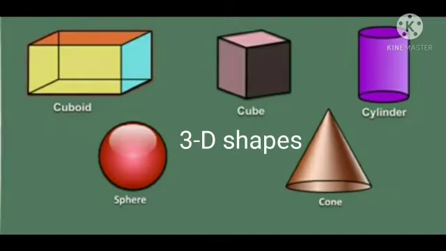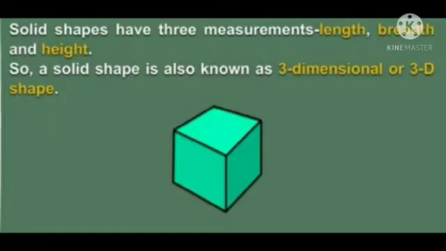And today we are going to learn about 3D shapes. What are 3D shapes, children? Let us see. 3D shapes are the shapes, or we can say these are the solid shapes, having three measurements or three dimensions, that is length, breadth and height. So these kinds of shapes are known as 3D shapes.